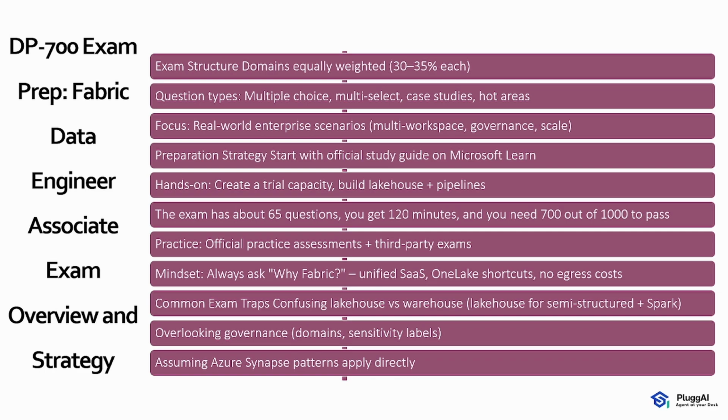Allocate 40 to 60 hours if you've got some data engineering background. Start with the official study guide on Microsoft Learn. It's got all the skills measured. Then hit the free learning paths. There's stuff on lakehouses, real-time intelligence, warehouses, everything.